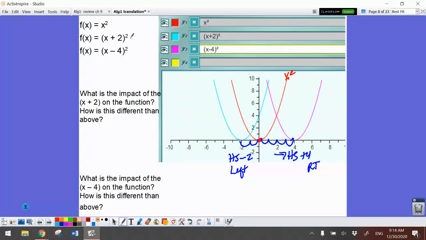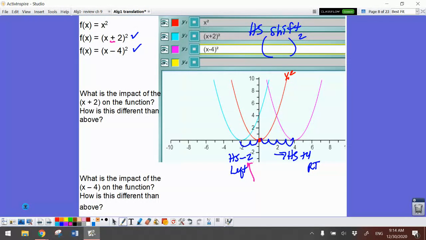Well, let's take a look at what our equations are. So first thing I want you to see is we have parentheses, okay? So if I have a horizontal shift, I am going to see parentheses. That has to happen. Now, the other thing that is interesting is that this is a plus 2 and this is a minus 2. It went the opposite direction.